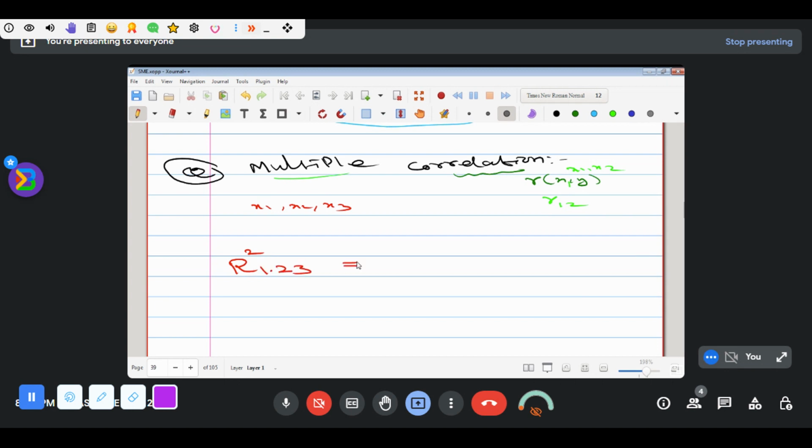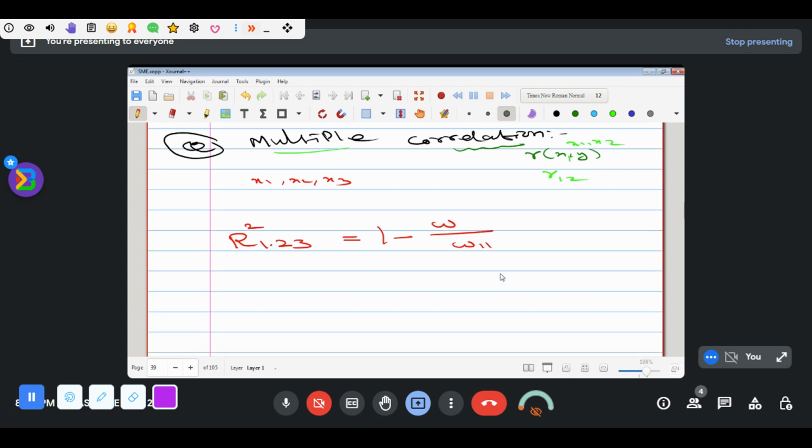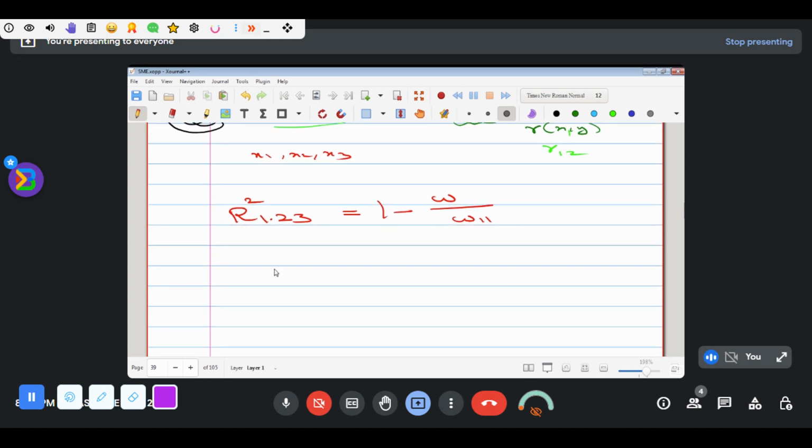R squared 1.23 equals 1 minus omega divided by omega 11, that means W divided by W11. You know the W formula; the W result you know already. W equals 1, R12, R13. R21 and R12 are the same, therefore I am putting R12. The diagonal is 1, R13.